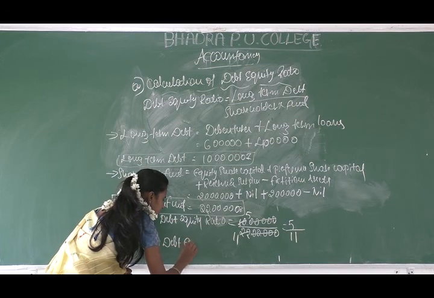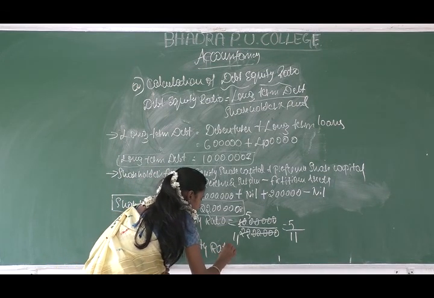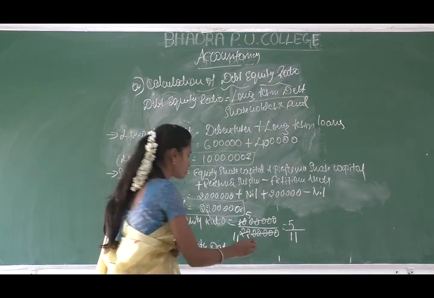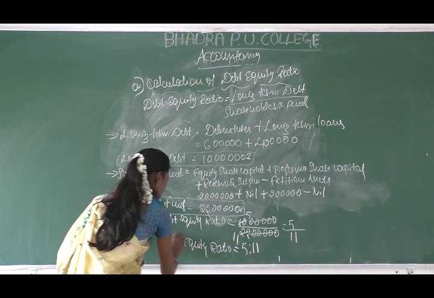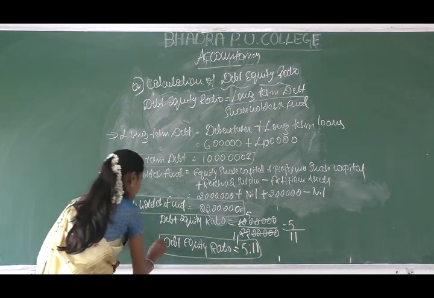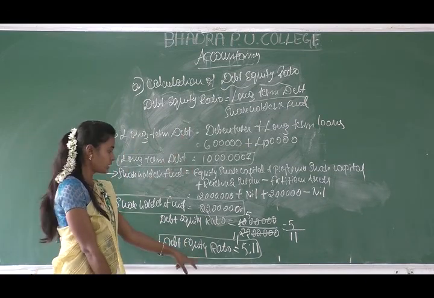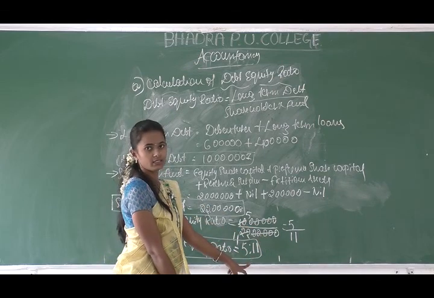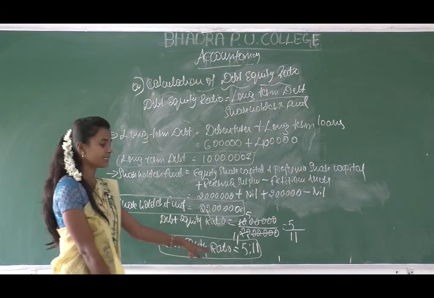Yes, debt equity ratio is equal to 5:11. That is, debt equity ratio is equal to 5 divided by 11 bantu. So 5 divided by 11 is nothing but 5:11. This is our debt equity ratio.